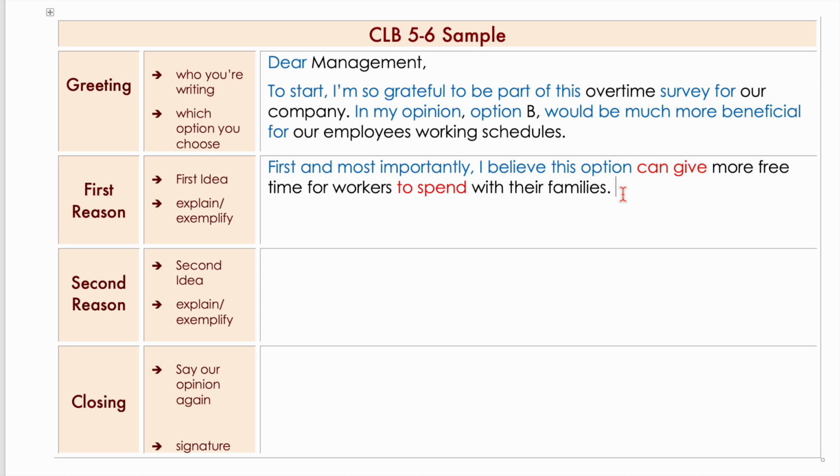Sounds good. Maybe I can give an example. We should always try. For example, workers have to spend time with their children. Right. Or we can put some workers too. Workers have to spend or need to spend. We can put need to here. Need to. Yep, we can put need to. Or we can put should.